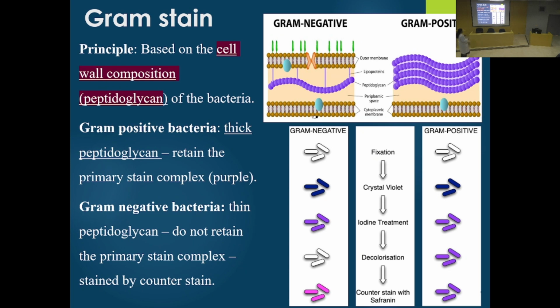It helps the crystal violet get attached to the cell wall. Coming to the third step, decolorization: when you add an acid, the crystal violet from the thin layer gets washed out, whereas in the thick layer it remains as it is. The final step is to counter stain with safranin. The bacteria that lost the dye will take up safranin and look pink or dark red in color, and the one with thick peptidoglycan will retain the primary stain, that is crystal violet.